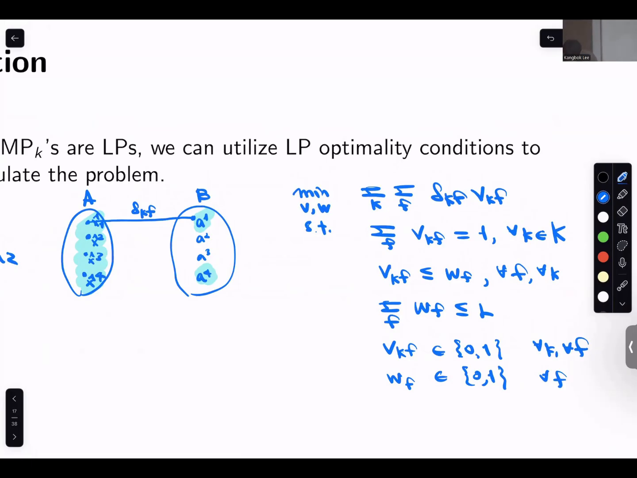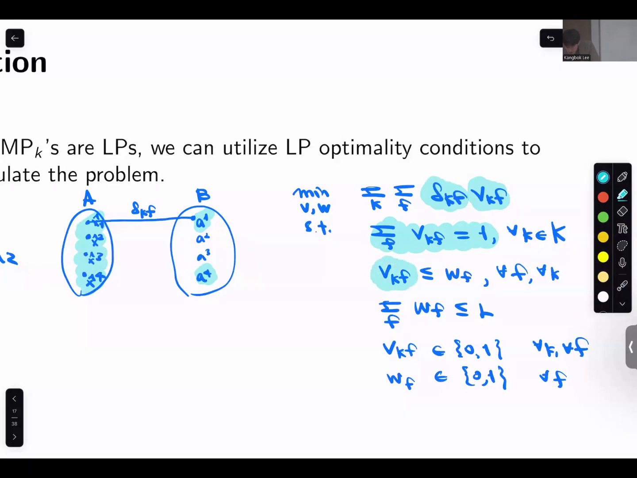So again, what that means is, delta kf is the distance between data point k and facet f, or a1, a2, whatever that is. And vkf is the indicator where you are actually assigning data point k to a certain facet or a certain hyperplane. And what this is saying is, you're assigning only one AI vector to data.